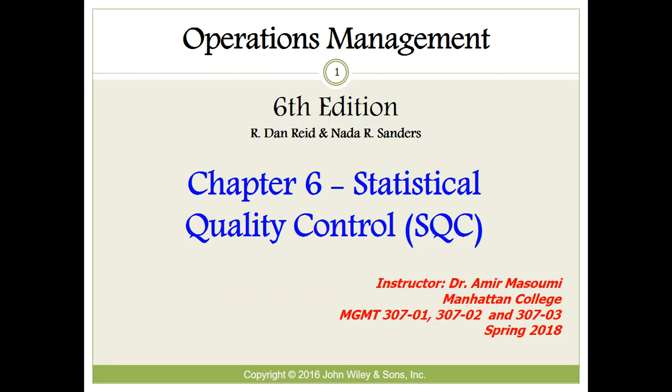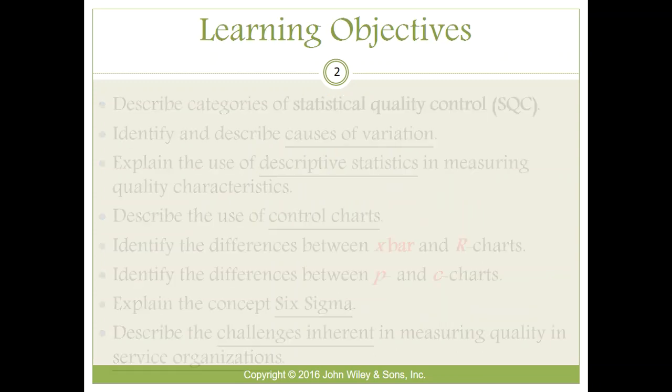Welcome to Chapter 6, Statistical Quality Control. This is the second chapter of our quality management chapters. In Chapter 5, hopefully you remember that, we studied Total Quality Management, or TQM, and at the end of that chapter, we learned how to calculate reliability for series and parallel systems. So in this chapter, we're going to talk about control charts and SQC.